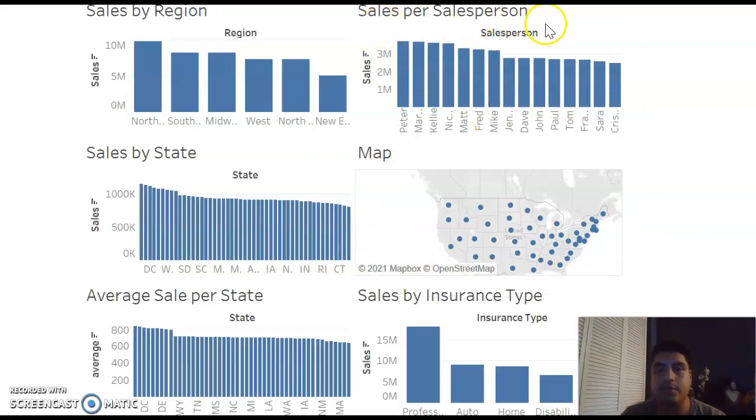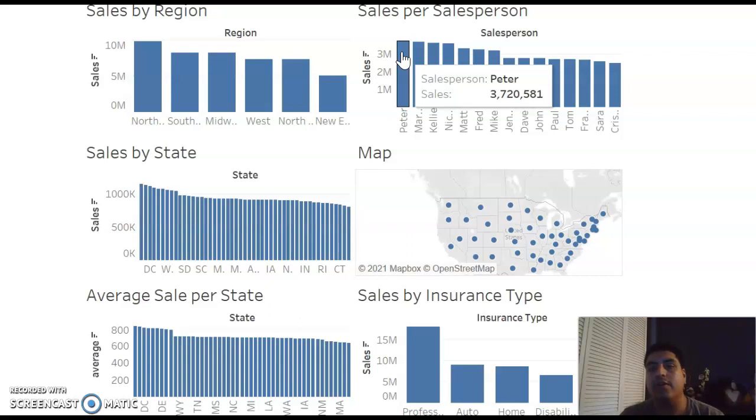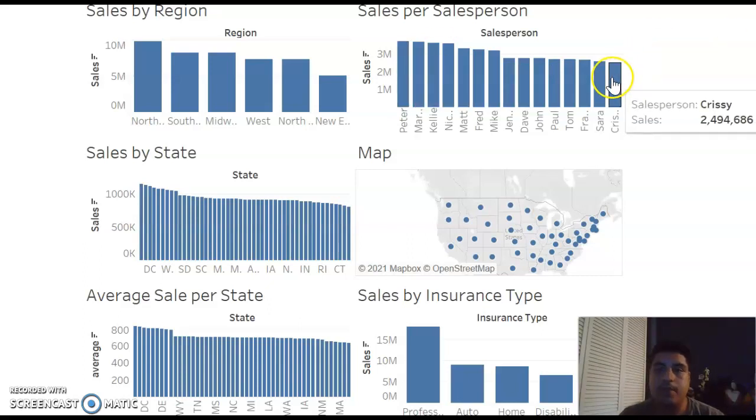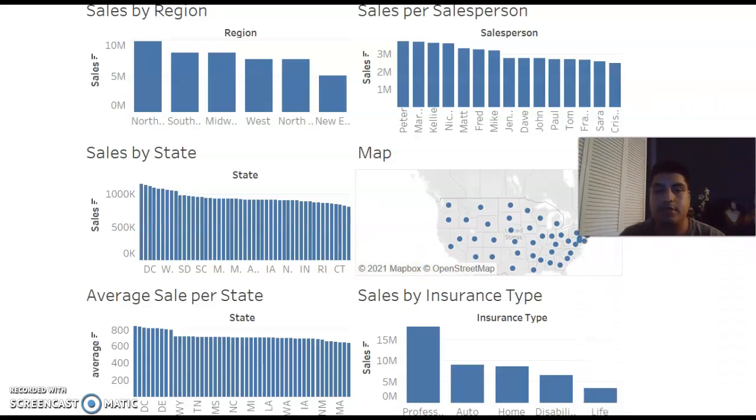Then we go sales per salesperson, and we see Peter at 3,720,581. Then Chrissy, $2,494,686. And then lastly, we go to sales by insurance type, which is professional, is the most at 18,052,717, followed by life, 3,496,887.